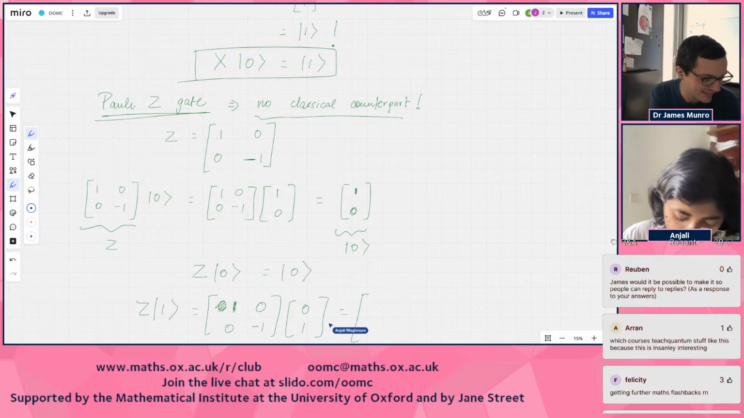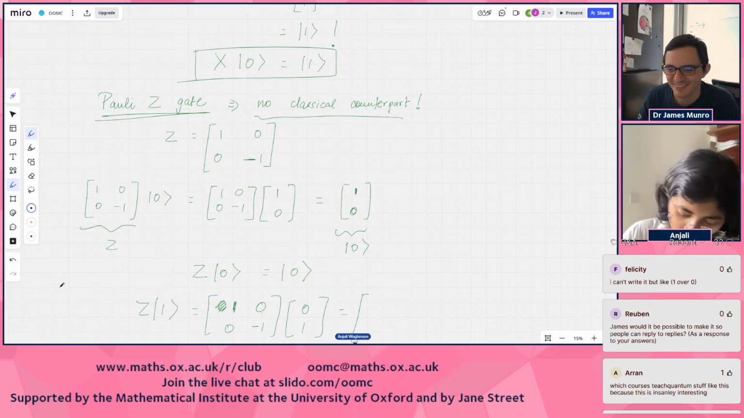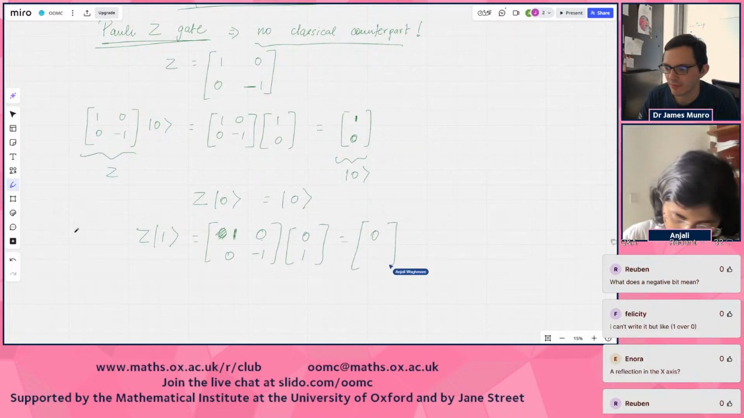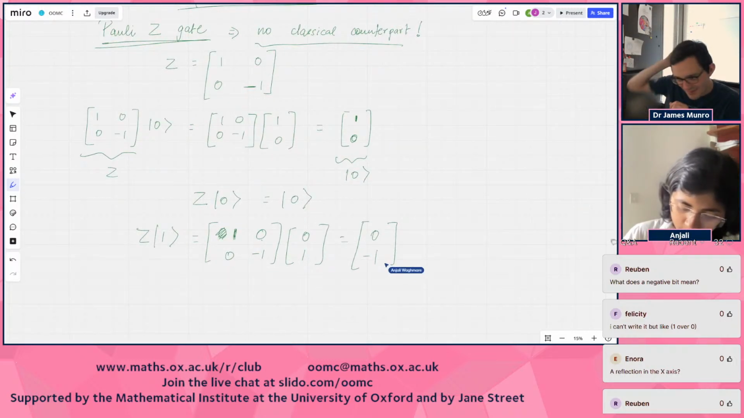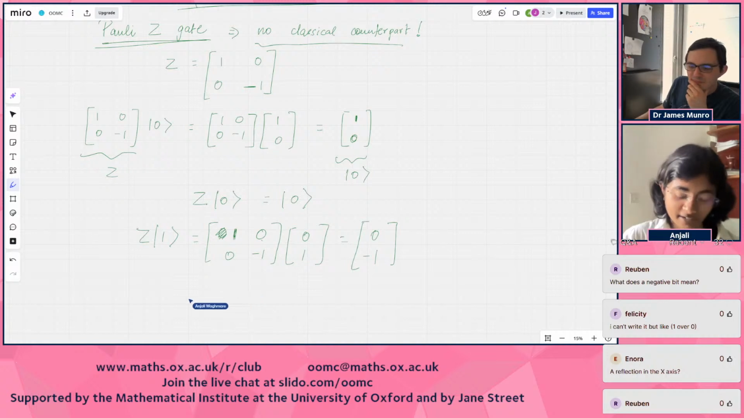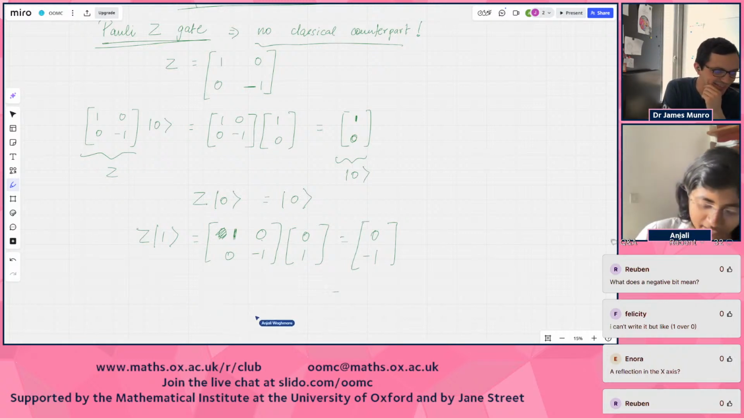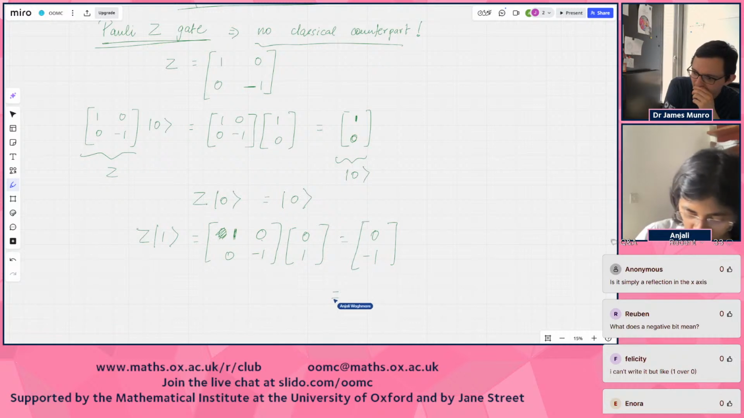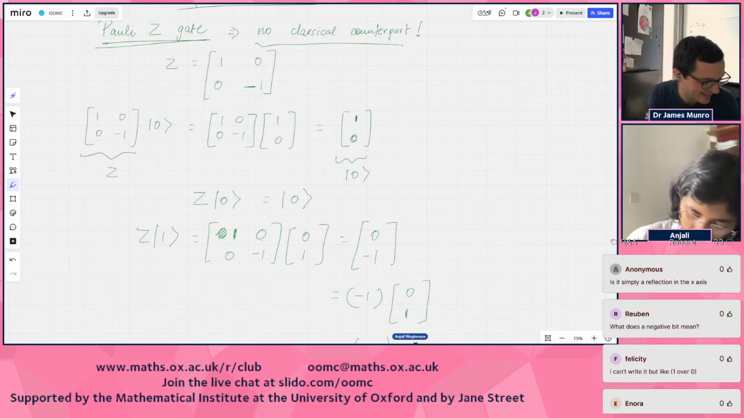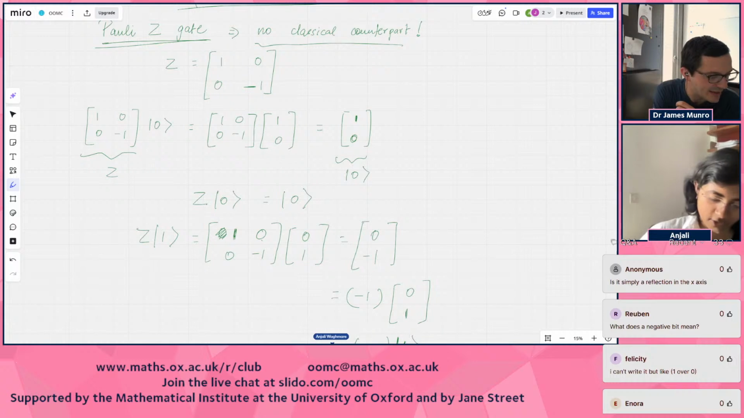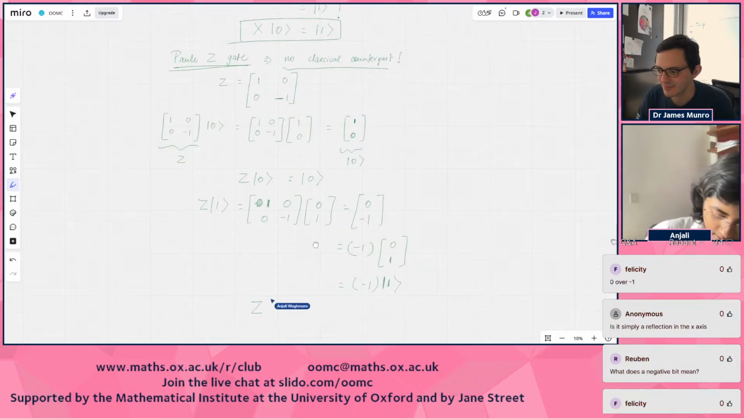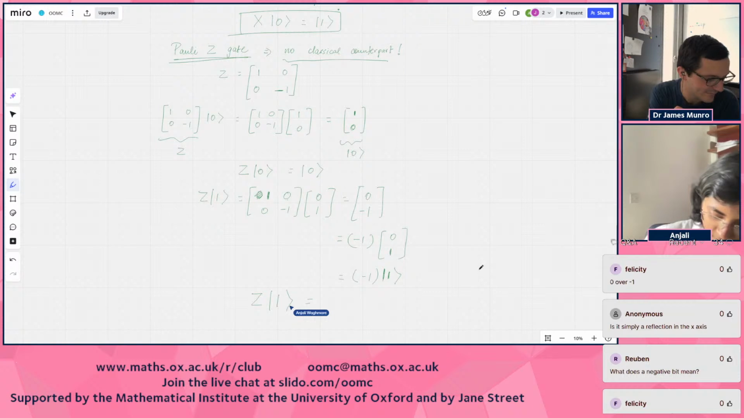So 1 times 0 plus 0 times 1, which is a 0. And here you would have a 0 times 0 and a minus 1 times 1. So you would get 0, minus 1, which is neither of the basis states. In fact, if you factor out the minus 1, then you can write it as minus 1 times the state 1. So Z acting on 1 gave me minus 1 times 1.